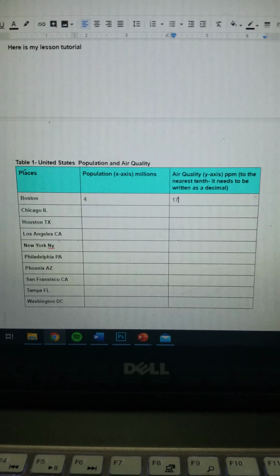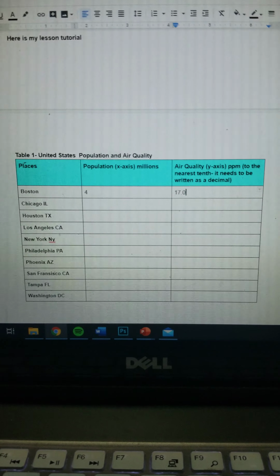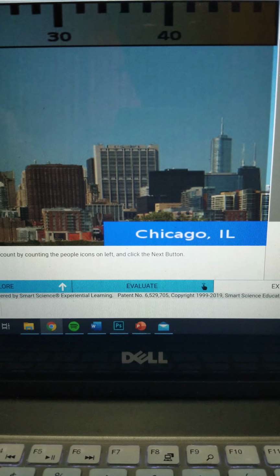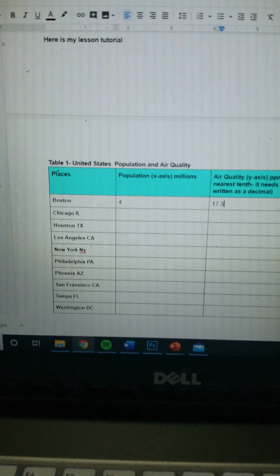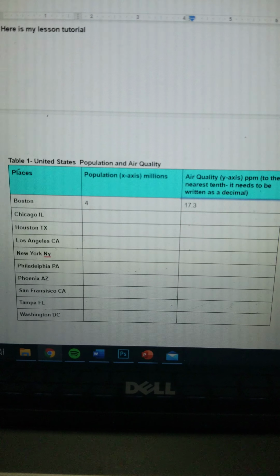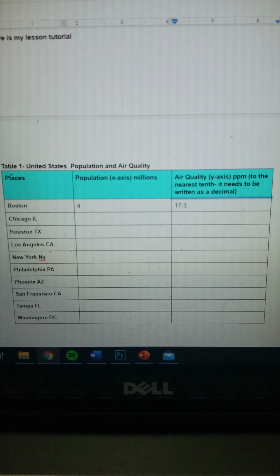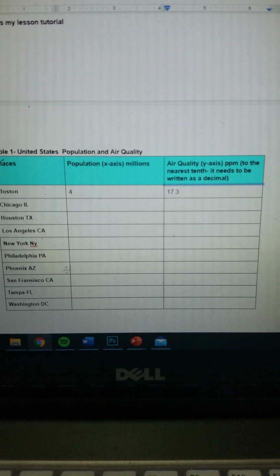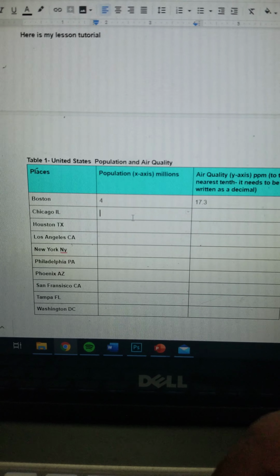17.0, because the answer has to be to the nearest tenth. Wait, let me go back. It was 17.3 actually, so I'm going to write 17.3. But if it would have been 17, I would have just written 17.0 because the answer has to be to the nearest tenth. I'm going to continue with the x-axis first. It's easier for me to complete that.